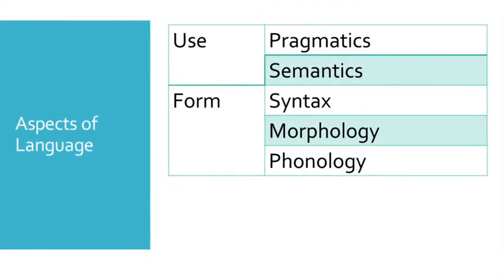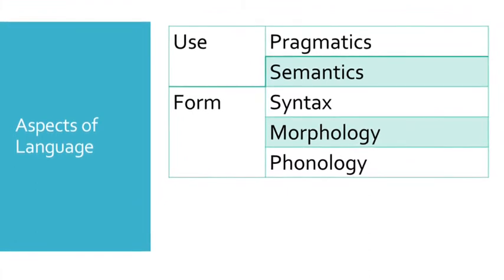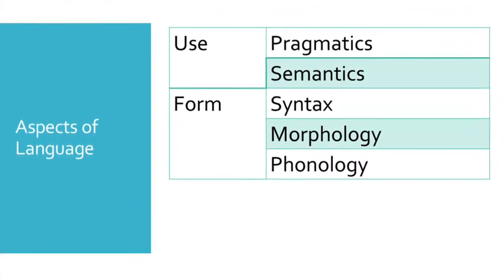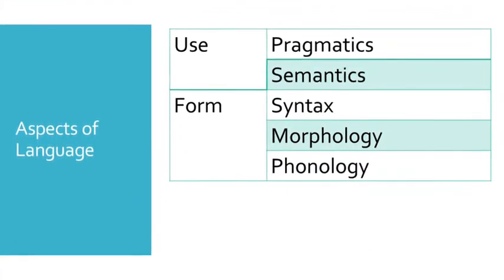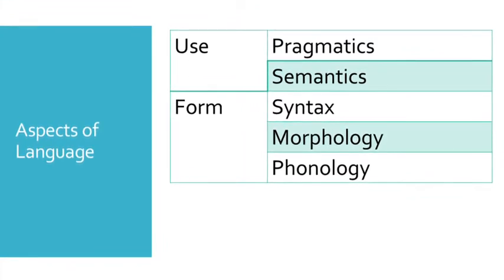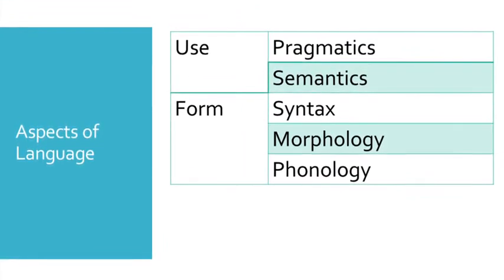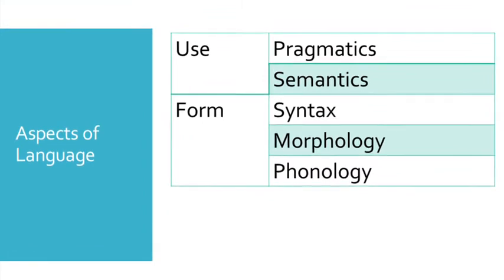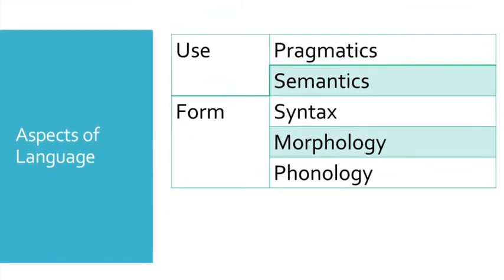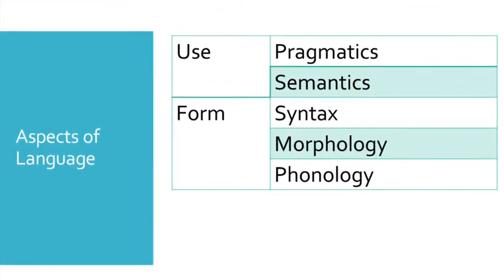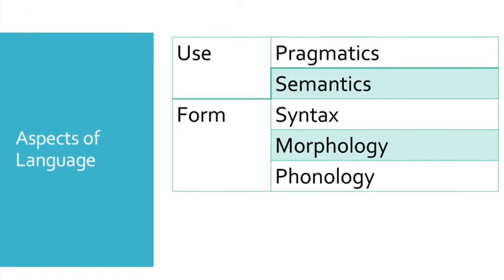There are 5 different aspects of oral language: pragmatics, semantics, syntax, morphology, and phonology. Among those, phonology, morphology, and syntax are related to form of language. Semantics and pragmatics are related to use of language.